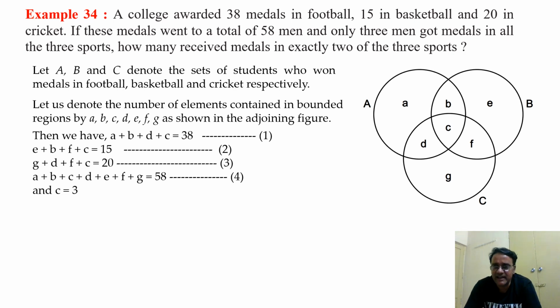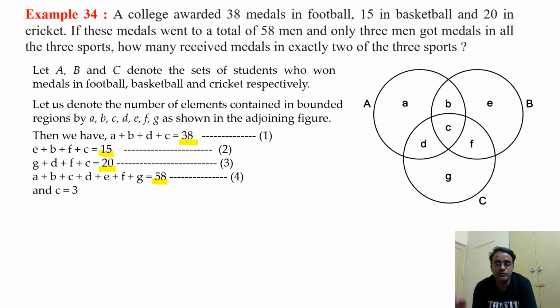Now see, A plus B plus C plus D, this is the set A belonging to football. तो फुटबॉल का सम क्वेश्चन में दिया हुआ 38, and E plus B plus C plus F is given 15, that is also given in the question. और क्रिकेट का भी जो दिया हुआ है, क्रिकेट का क्या क्या है, G, D, F और C, and this is equal to 20, and the sum of all the numbers is equal to 58, that is the union. Okay, and one more value is given, that is the common part of all the 3, that is C. C is equal to 3, right?